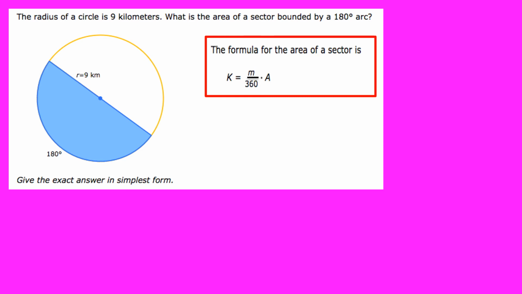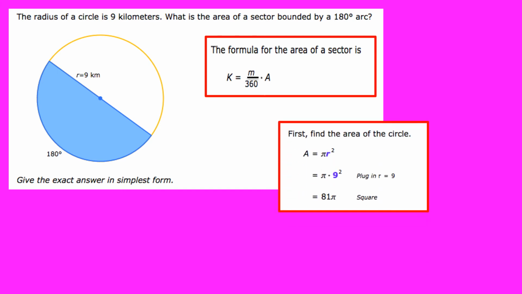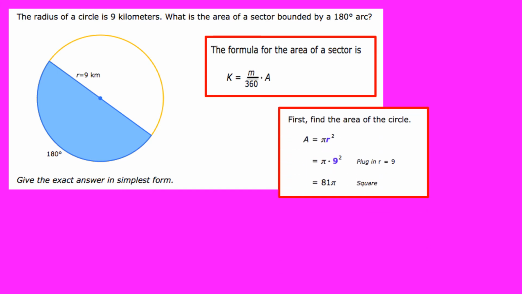M represents the measure of the arc. A represents the area of the circle. We are given M, which is 180 degrees, but we have to find A, the area of the circle. In order to find the area of the circle, we have to use the area of the circle formula, which says area is equal to pi times the radius squared. We are given that the radius is 9, so pi times 9 squared would be 81 pi.